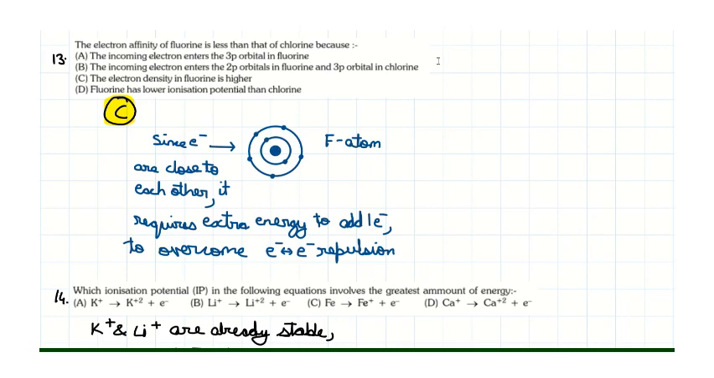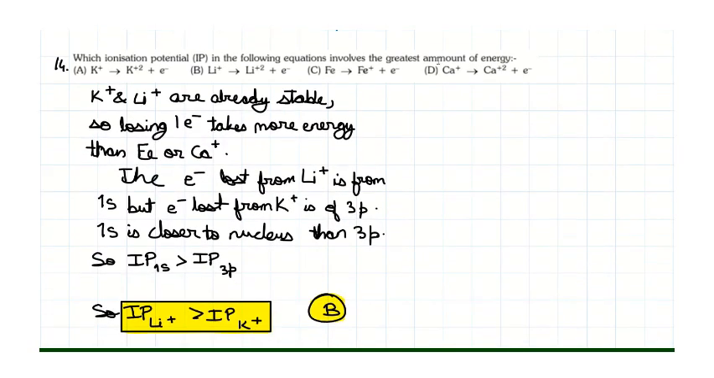In the 14th question, we need to find which ionization potential in the following equations needs the greatest amount of energy. We know that K plus and Li plus are already stable because they have the configuration of the nearest noble gas, whereas Fe plus is not as stable, and so is Ca2 plus.